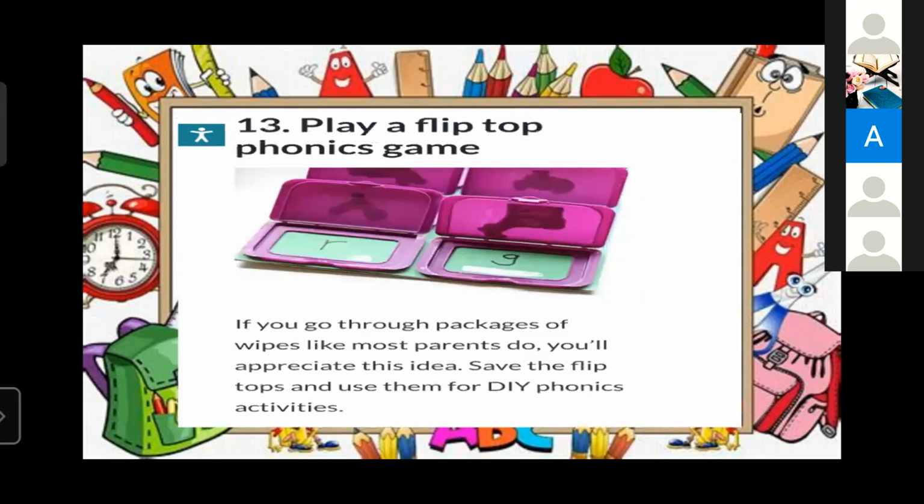Here, play a flip-top phonics game. It's also the same like a book or like a magazine. You can write different sounds and different letters, and above them you can write different words.